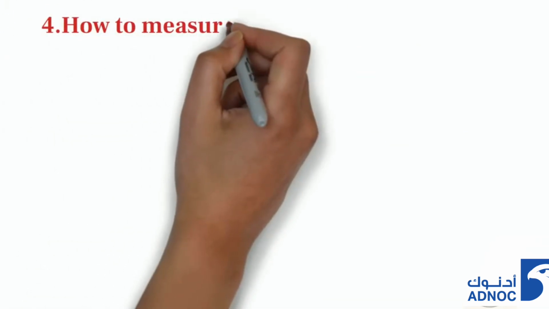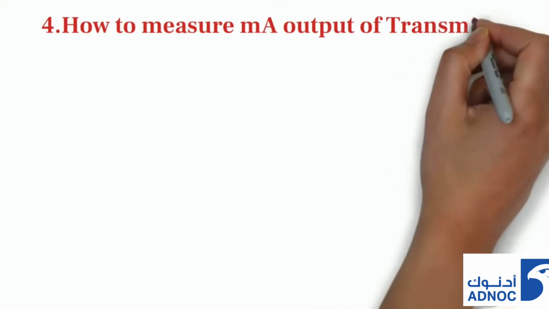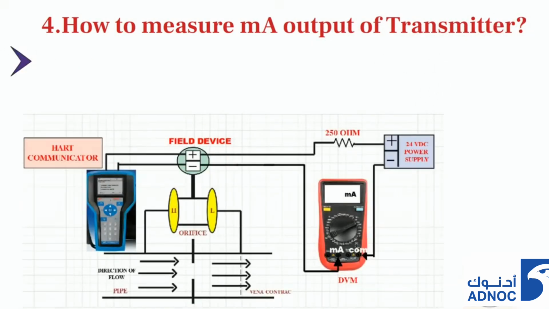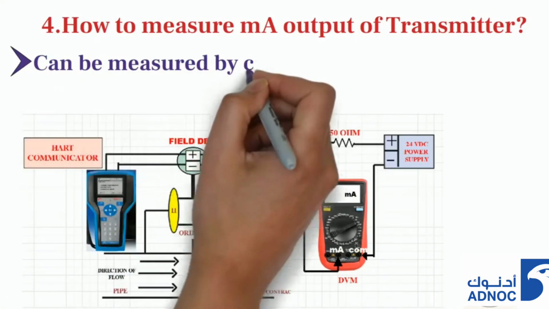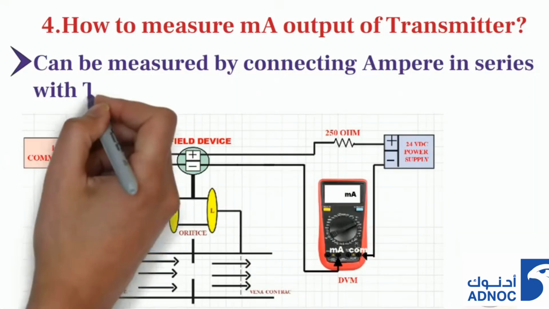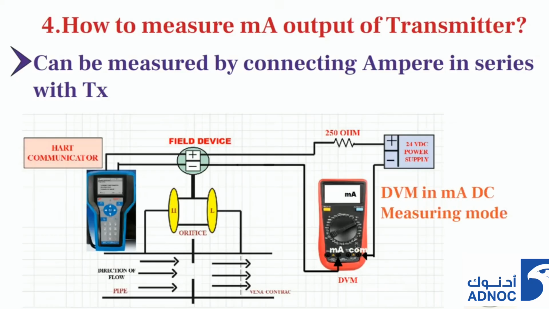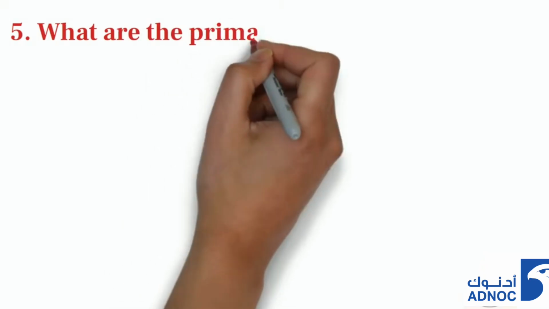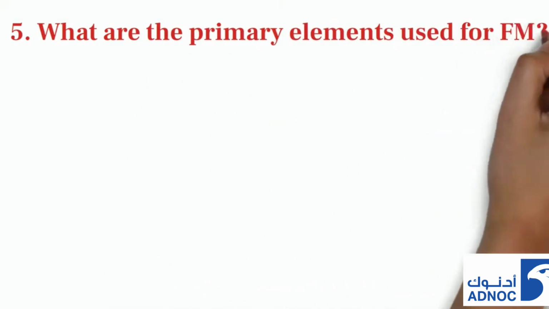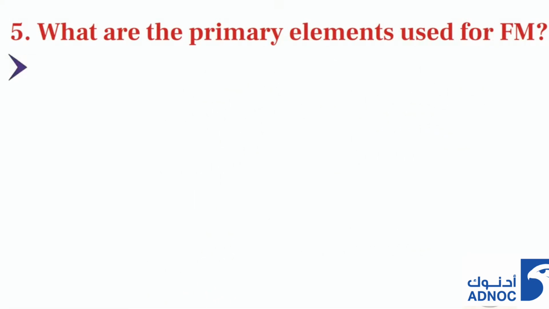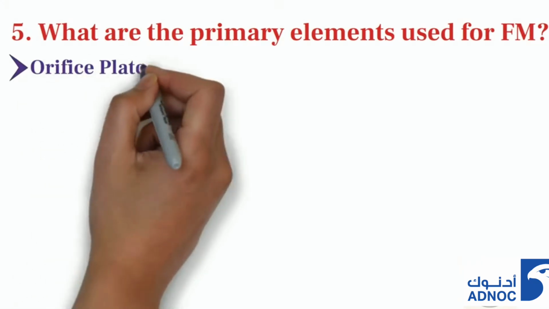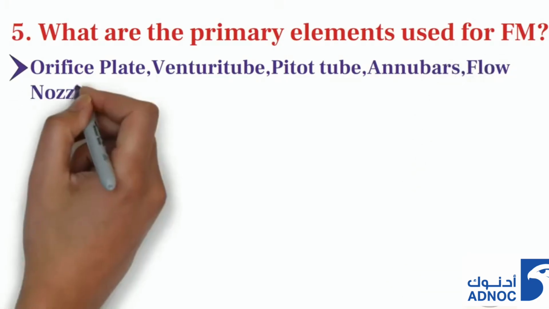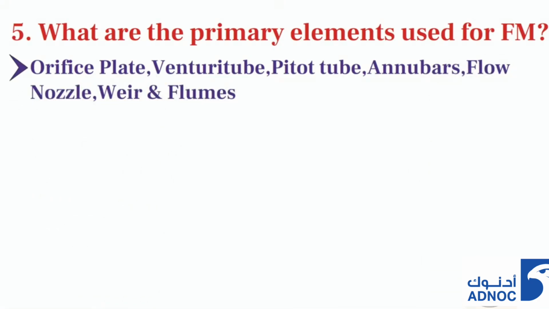Fourth common type of question is, how to measure milliampere output of transmitter. Milliampere output of transmitter can be measured by connecting multimeter in series with transmitter, and putting multimeter in DC milliampere measuring mode. Fifth question is, what are the primary elements used for flow measurement? The primary elements used for flow measurement are orifice plate, Venturi tube, pitot tube, annubars, flow nozzle, weir and flumes.